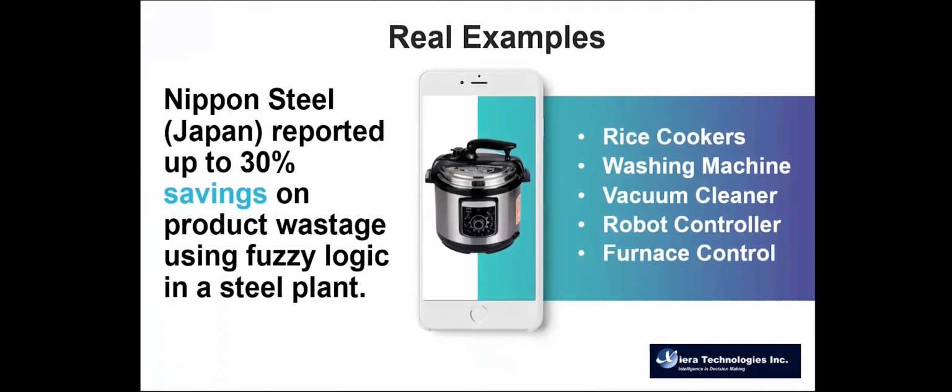And in terms of embedded applications, we have rice cookers, washing machines, vacuum cleaners, robot controllers, and many other embedded applications. And over here in the middle, you can see the coveted fuzzy rice cooker. I was looking up an Amazon review, and someone was saying that it was the best rice he'd ever had.